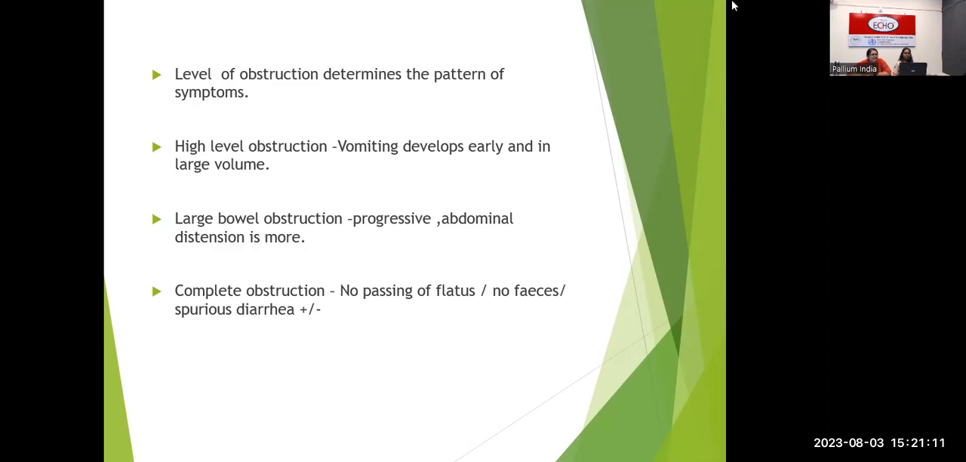Only water passage, no stools. Sister Priyanka, I want you to unmute and speak. What is spurious diarrhea? Spurious diarrhea is very common. Why? Because the patient or the caregiver will be saying, see doctor, the patient is continuously passing stools.